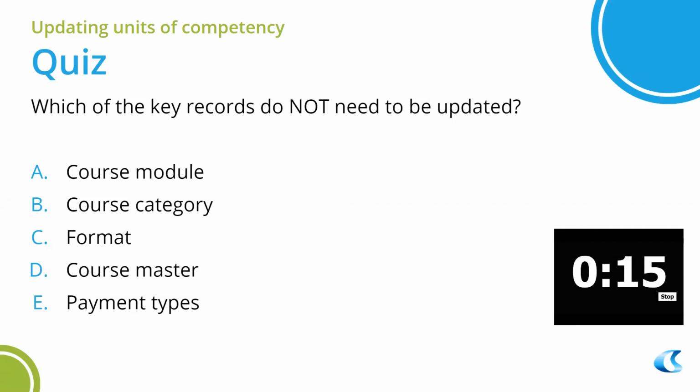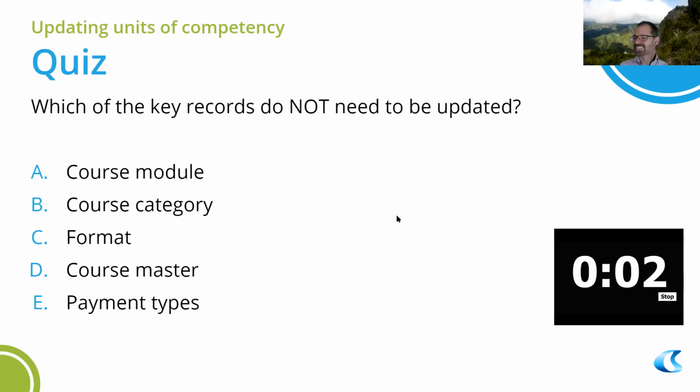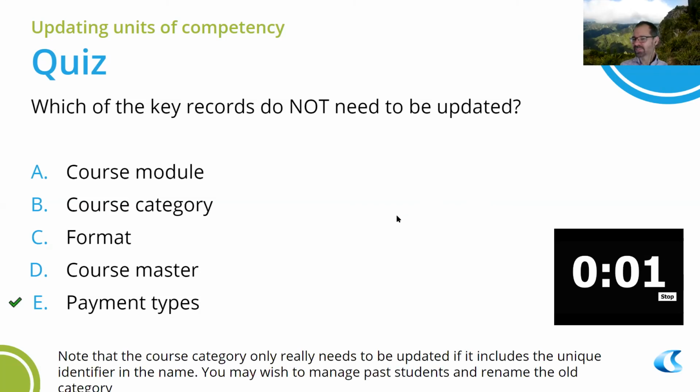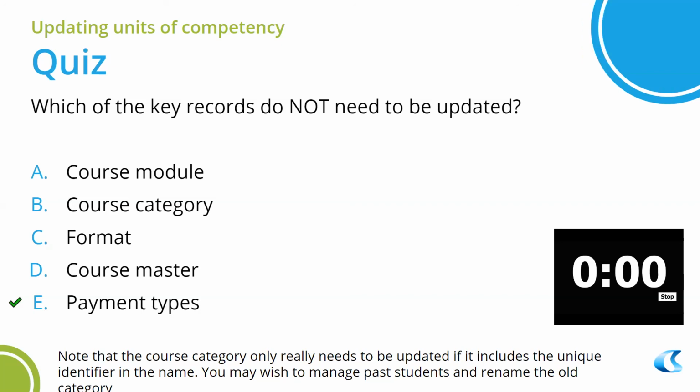They don't need to be updated. Course code, format, course master, payment types. Yeah, payment types do not need to be updated. Module category format. Yeah, payment types. That is correct. Yep. Payment types is correct.